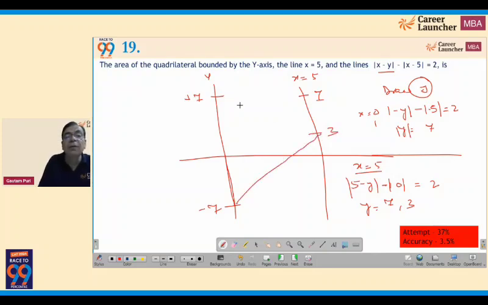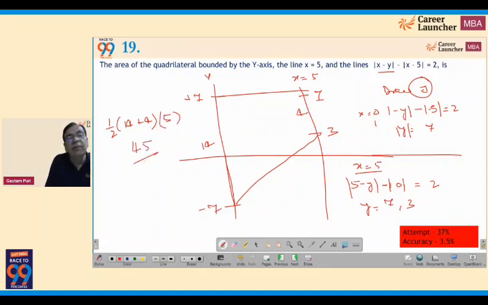So this is my graph. So what is this? 7 minus 3, this is 4, this is 14. Half sum of parallel sides into distance between them. What is the difference between these two? 5. So 18 by 2, 9 into 5, 45. Please remember, for all such questions, your basic jugaad is to draw the figure and get the answer.